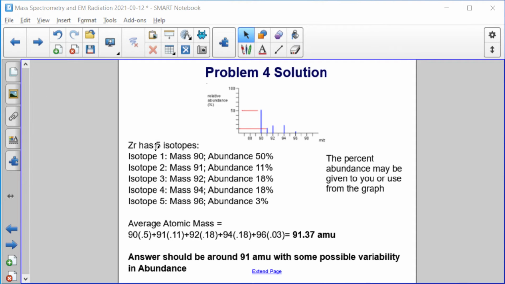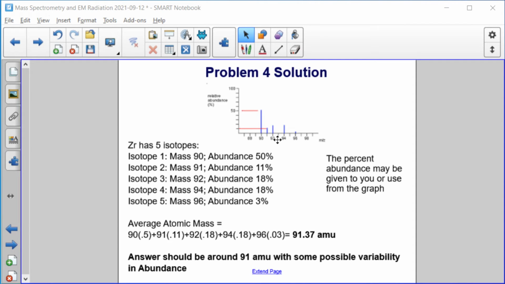Okay, so we can see that zirconium has 5 isotopes. Like I had pointed out on a previous slide, one is at 90, one is at 91, one is at 92, one is at 94, and one is at 96, okay? Now their values, you just read directly, the values for their abundance, you read directly off the graph. The 90 isotope has an abundance of 50%. 91, an abundance just over the 10 here, so we call that 11.